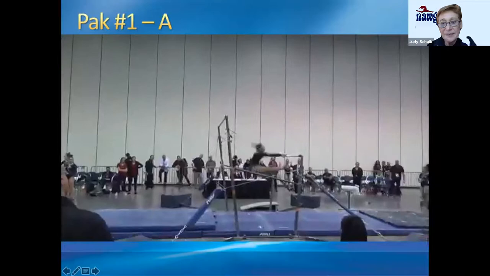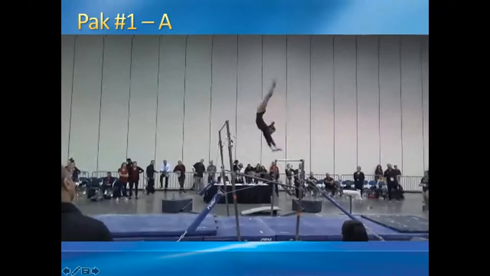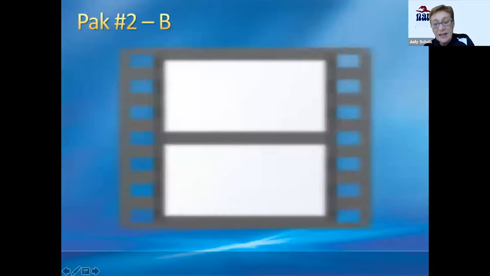Good tap, visible rise, great body position, good clear support angle. And the fact that she's able to work out of this with a stalder kind of gives you an indication that she has a good clear support. Let's look at our second example with a B ranking.